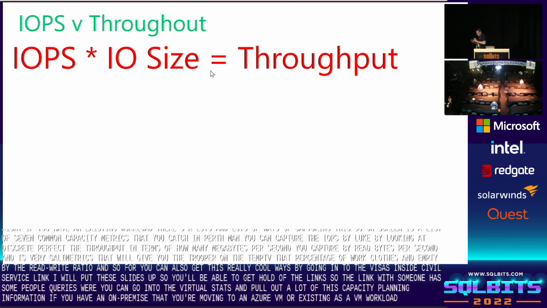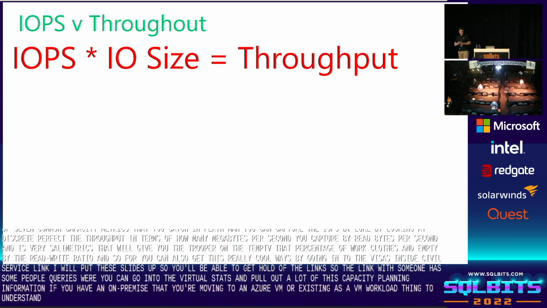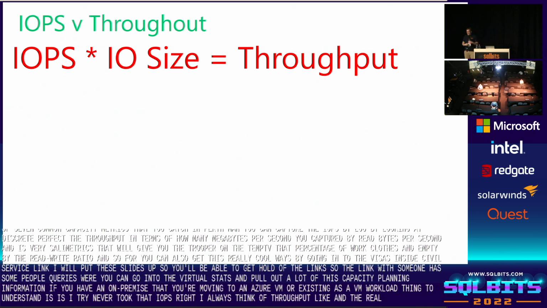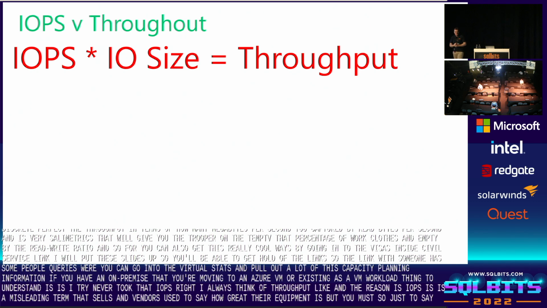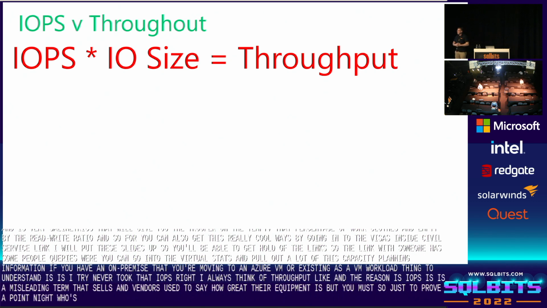The key thing to understand is I try and never talk about IOPS, right? I always think of throughput, right? And the reason is IOPS is a misleading term that sales and vendors use to say how great their equipment is, but it doesn't really tell you much. So just to sort of prove a point, right? Who thinks that 500 IOPS is a lot? Okay, hands up. Right. Who thinks it's not a lot?